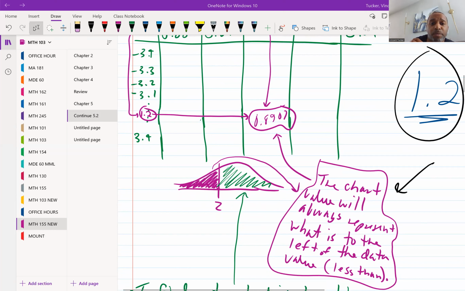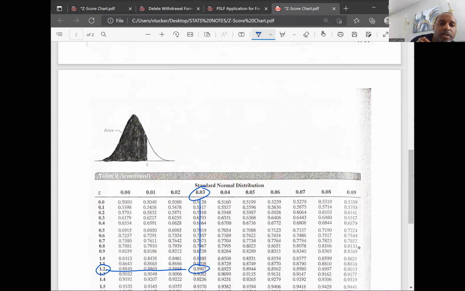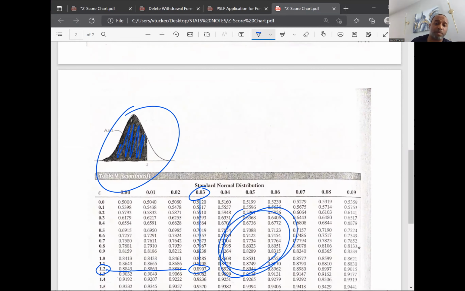But let me show you this real quick, and we'll come back to the notes. Notice in the diagram right here, it shows you shaded to the left. And then here, same thing, shading to the left. So it's just letting you know that every value you pull out of this chart represents what's to the left, the percentage of information or data, whatever you're dealing with, to the left of your data value. And to the left will always represent less than.